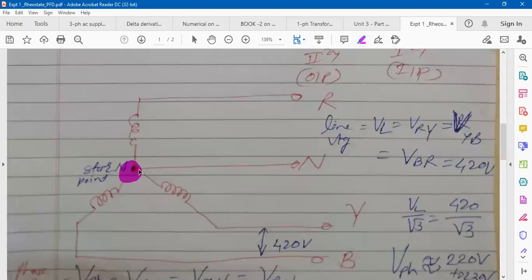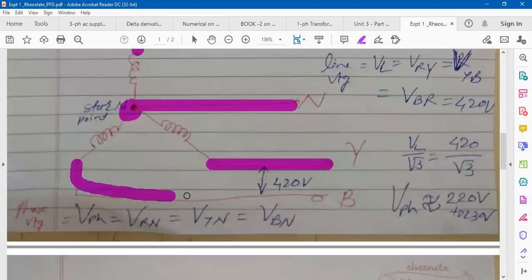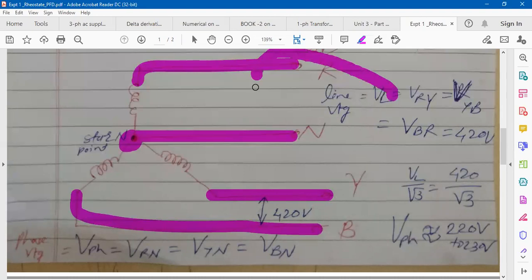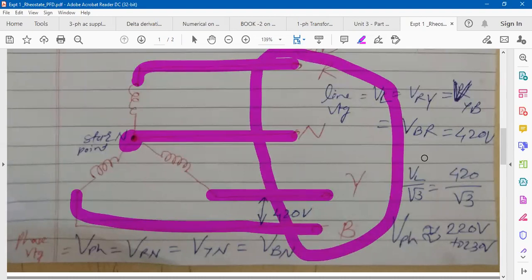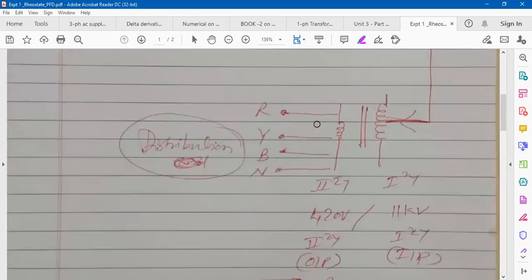This one point is called the star point or neutral point, and from this point one wire is tapped, and that is called the neutral wire. From the first winding, another terminal is the R phase. The second winding's other terminal is the Y phase, and the third winding's other terminal is the B phase. So like this, we are getting a three phase 4-wire AC supply: R, Y, B, neutral. Here I have shown R, Y, B, neutral. Are these terminals clear to everyone?